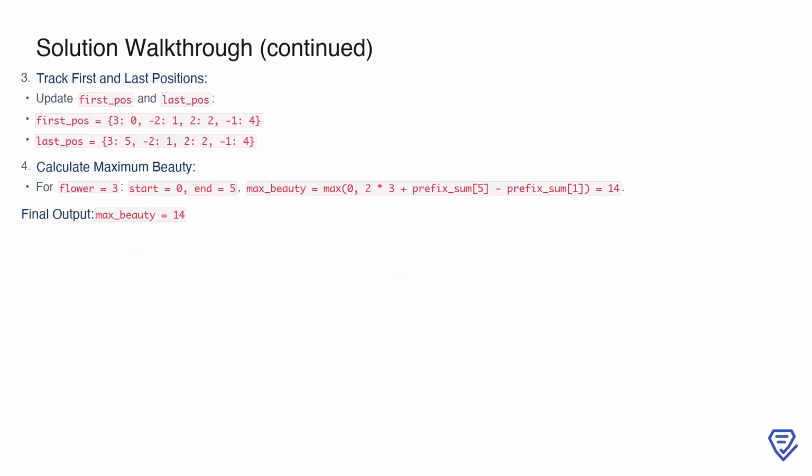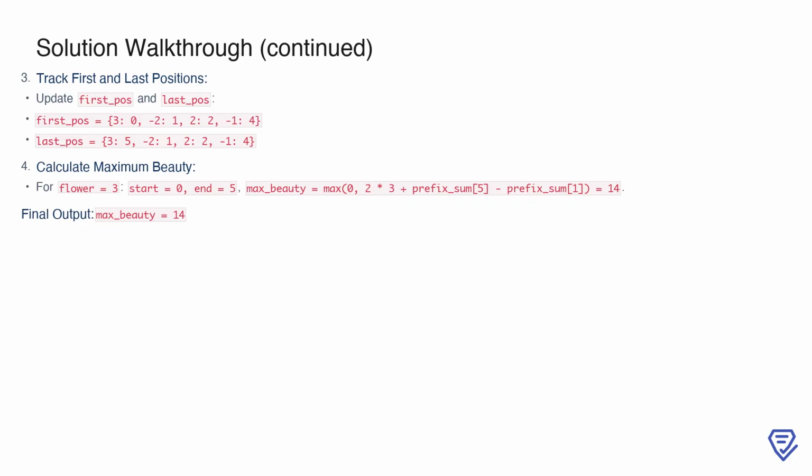To complete the solution, we track the first and last positions of each flower type. After iterating through the array, we have first_pos equals 3: 0, -2: 1, 2: 2, -1: 4, and last_pos equals 3: 5, -2: 1, 2: 2, -1: 4.